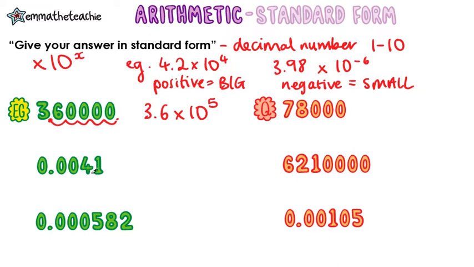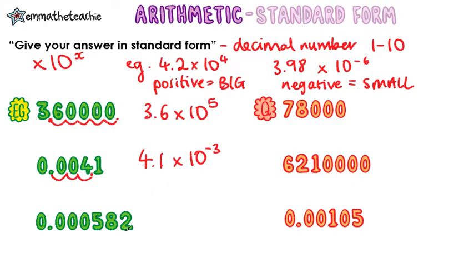Okay, so let's do the next one. We're going to put our point somewhere that makes it a number between 1 and 10. And we can see that it would fit in well here, 4.1. So let's count the hops. This time we're going backwards. 1, 2, 3. So it's going to be 4.1 times 10 to the 3. But remember, we went backwards and it's a small number, a decimal number, so it needs to be a minus 3.